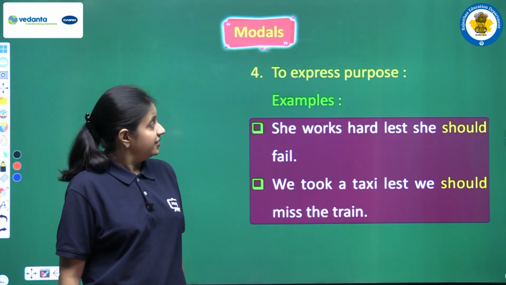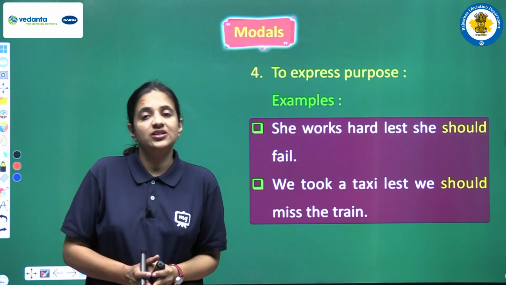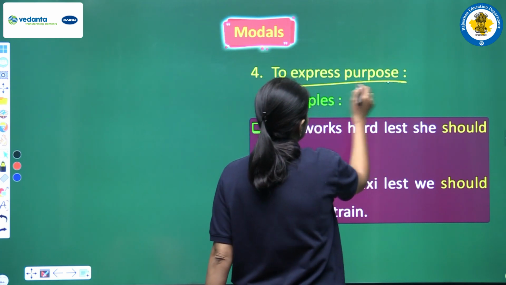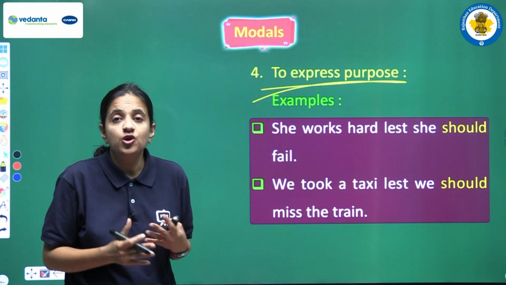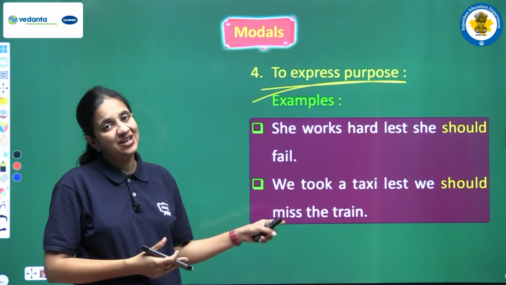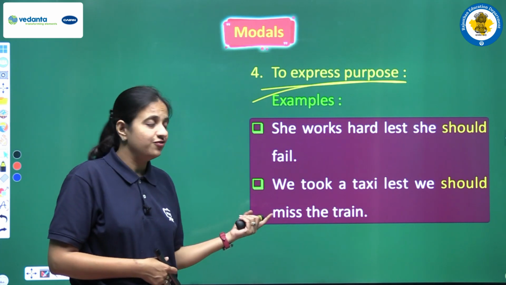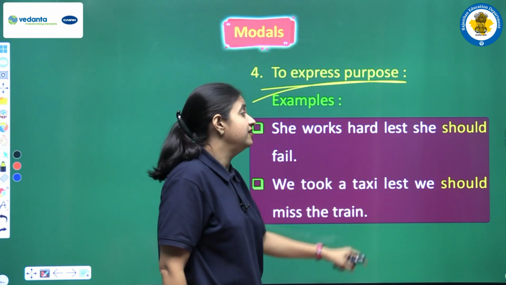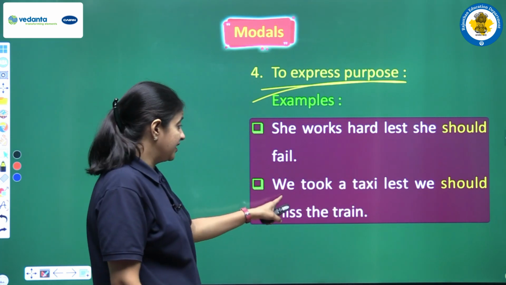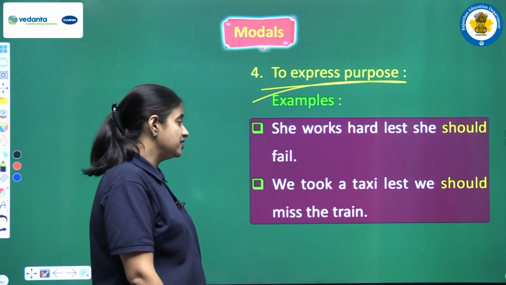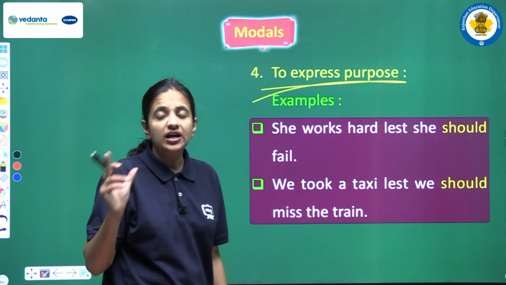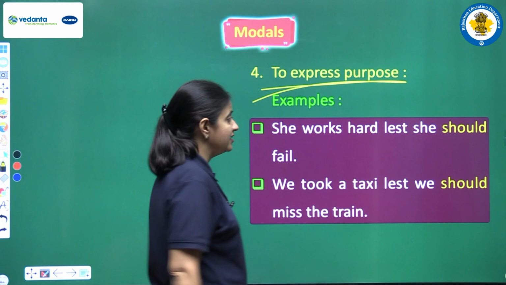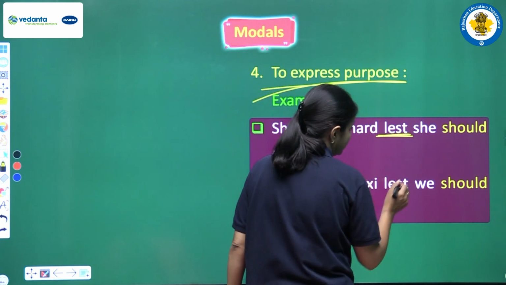So let's see, it is used to express purpose. So this is the next use of should, where it is used to express purpose, and in this manner we are having a very particular structure. So let's see the example and try to understand the structure of the sentence. The sentence that we are having here is, she works hard lest she should fail. Second is, we took a taxi lest we should miss the train. So one common thing that we are having in both the sentences is this word, that is lest.